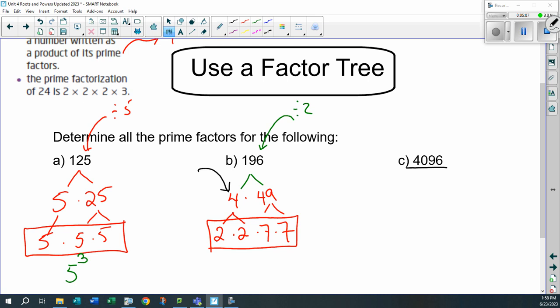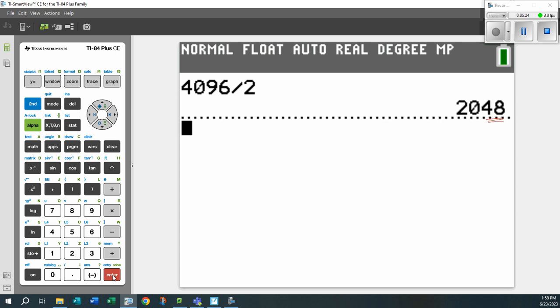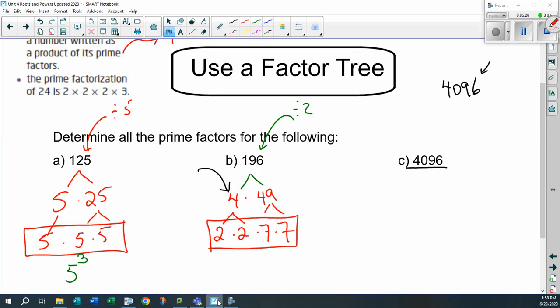I've given students this on tests, and I put down 4096, and they go, oh, well, it's even. Let's divide this by 2. So watch what happens. They go over here, divide 4096 by 2, and they get this number. They'll write down 2 and 2048. Well, that's an even number, so I'm going to just carry this 2 along with me. I know that's divisible by 2.